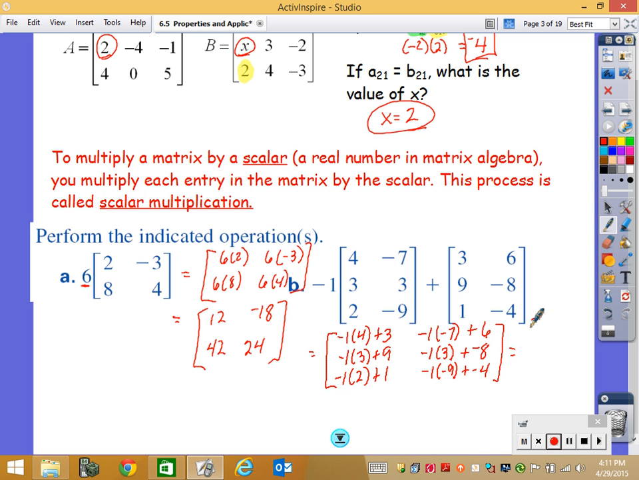Results in -4 plus 3, -1. 7 plus 6, 13. -3 plus 9, 6. -3 plus -8, -11. -2 plus 1, -1. 9 plus -4, 5. If you would choose to show the scalar multiplying matrix first, then the adding matrix, you can do that. As long as you show work and then a result.